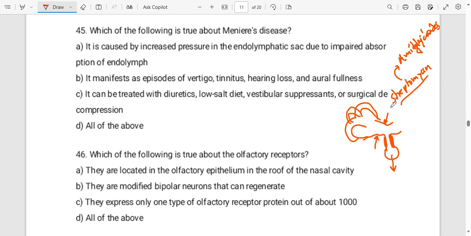Surgery can help. You can as well give diuretics and steroids. You want someone to lose a lot of water so that it can reduce the edema. Also, H1 antagonists as well can help. So that's how you treat this condition.